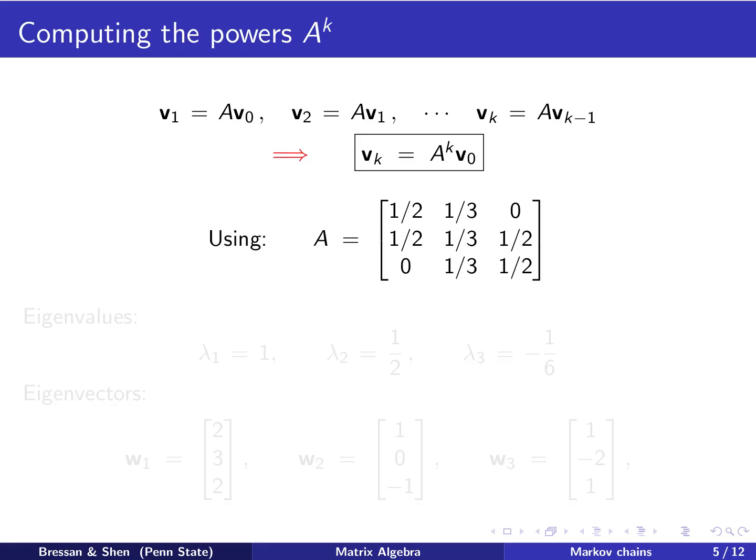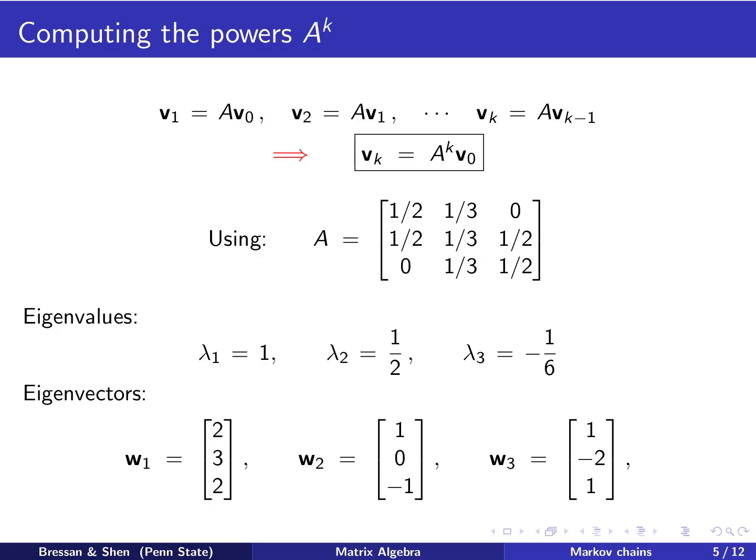So we see that in the end, we need to compute A to the power k. We know that v1 is A times v0, and v2 is A times v1, and then vk is A times vk minus 1. And we have done this before. A simple induction step will show us that vk is A to the power k times v0. And here we will be using the A matrix, the transition probability matrix.